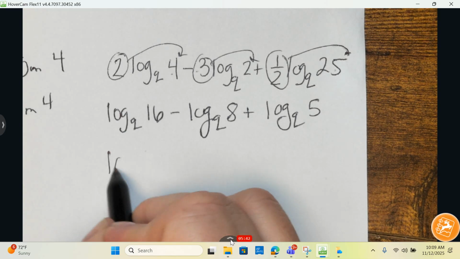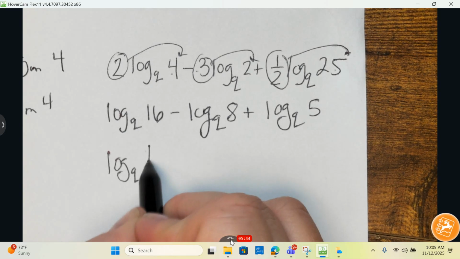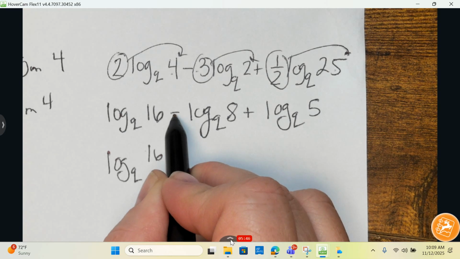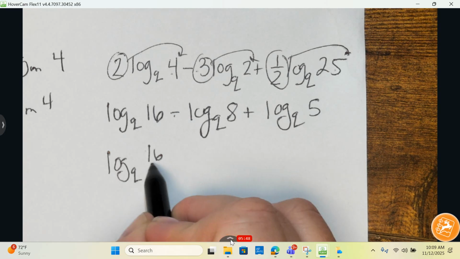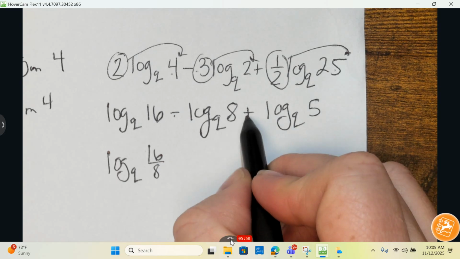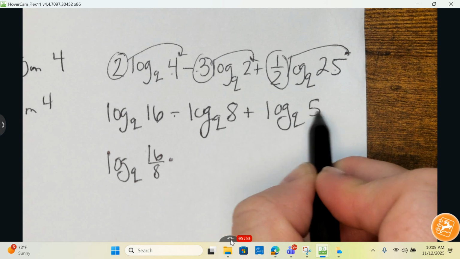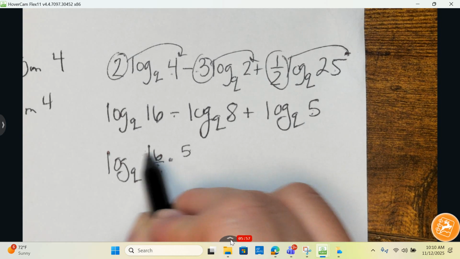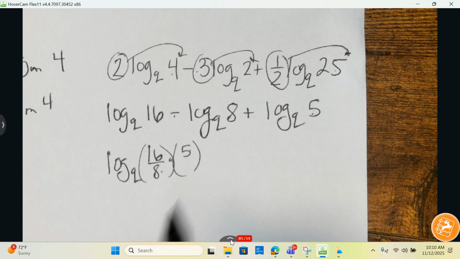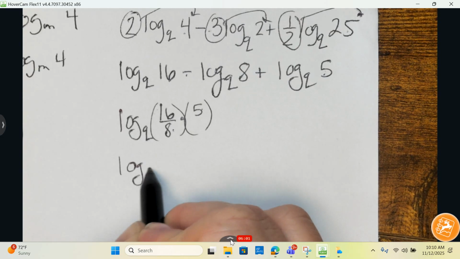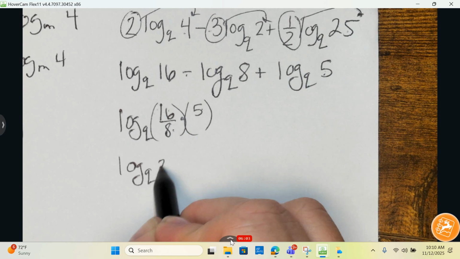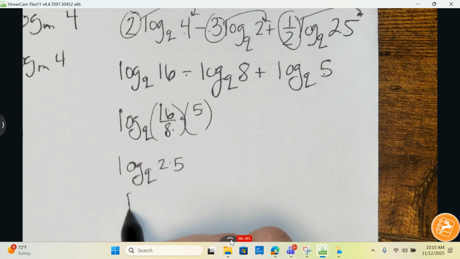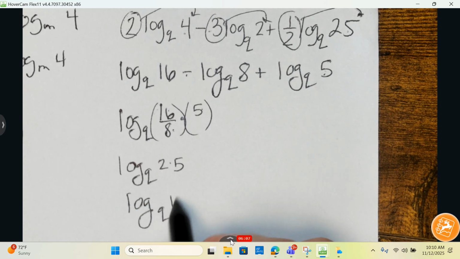Okay, one by one here, I have log base q, and I have 16, subtraction turns into division. So 16 divided by 8, and then to that, I'm going to multiply 5. That 5 is not multiplied on the bottom, it's multiplied on top. So I have log base q, well, 16 divided by 8 is 2, and 2 times 5 is 10. This is going to simplify to log base q of 10.